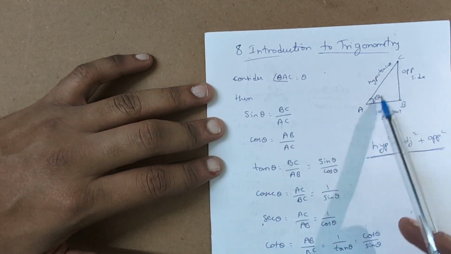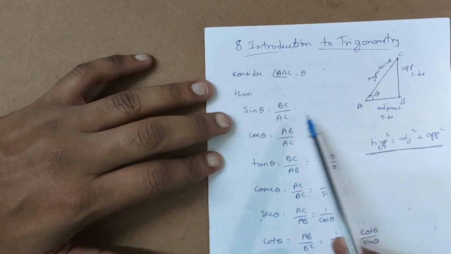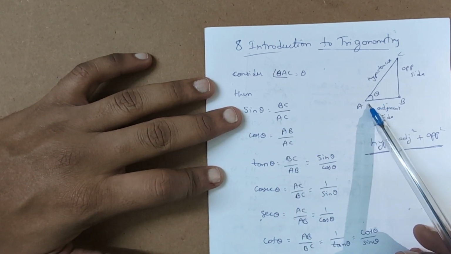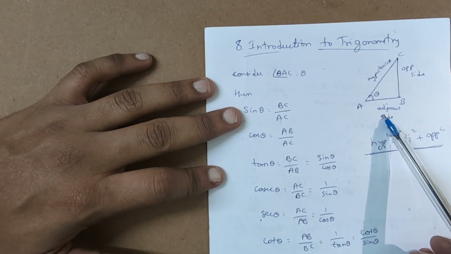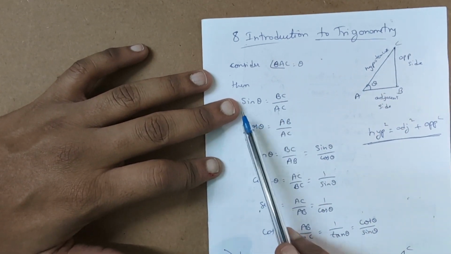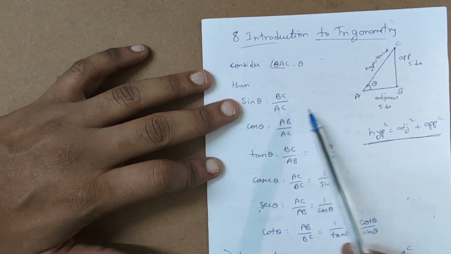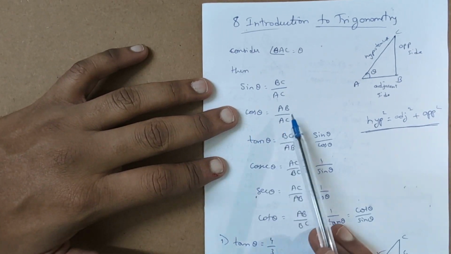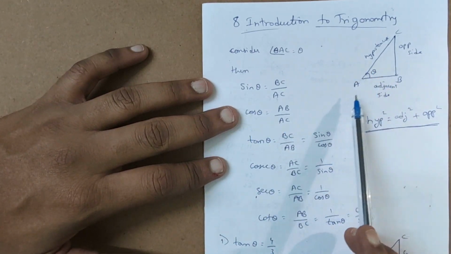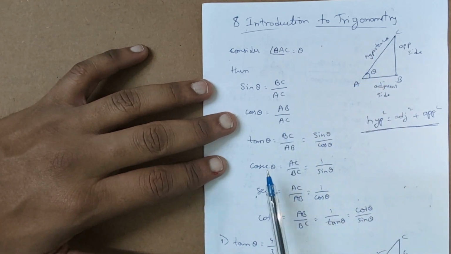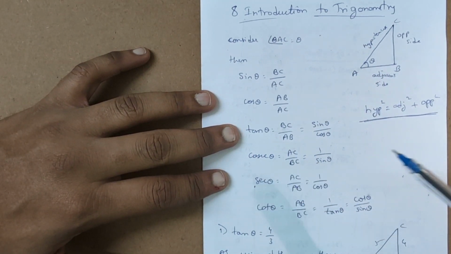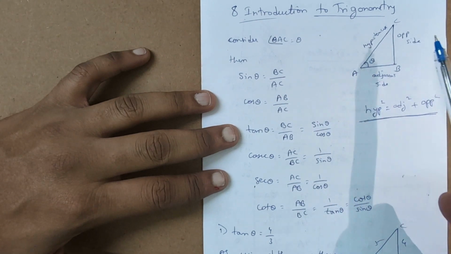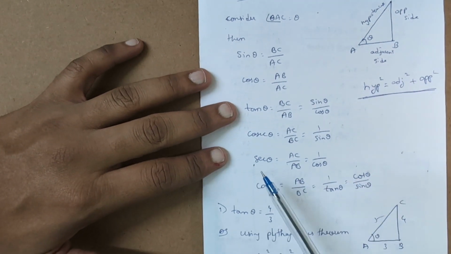Consider theta as an angle here. Sin theta is equal to opposite side by hypotenuse. Sorry, not adjacent, opposite side by hypotenuse. Opposite side is BC, hypotenuse is AC, so BC by AC. Whereas cos theta is adjacent side by hypotenuse, which is AB by AC. Whereas tan theta is sin by cos, or else you can also say opposite side by adjacent side.